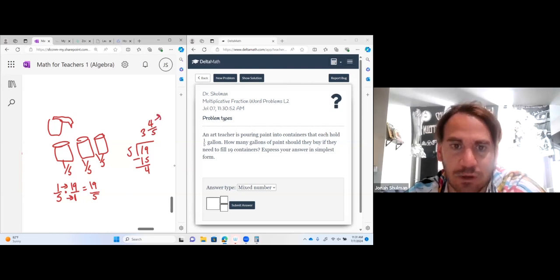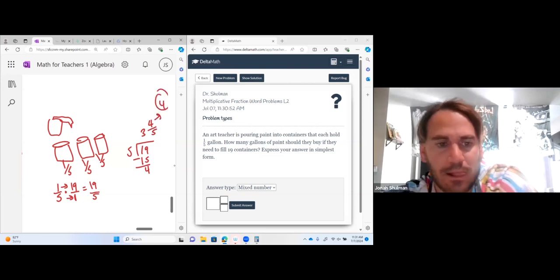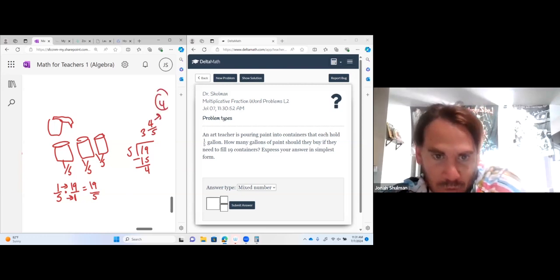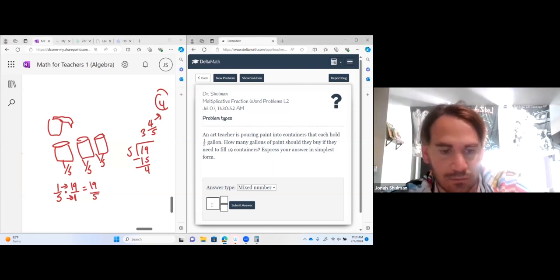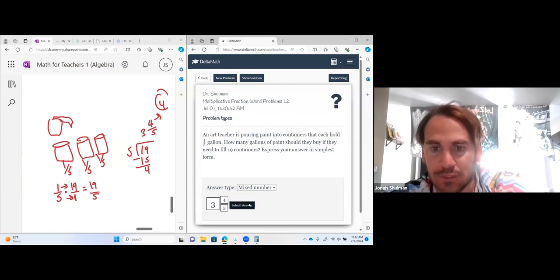So I would say you have to buy 4. I'd buy 4. But they want this as a mixed number, so 3 and 4/5. I would say you need it by 5.